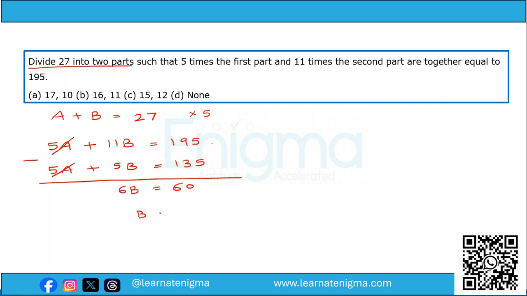So therefore B comes out as 10. If we substitute B is equal to 10 in the first equation, we get A is equal to 17. Therefore, our answer will be option A, 17 and 10.